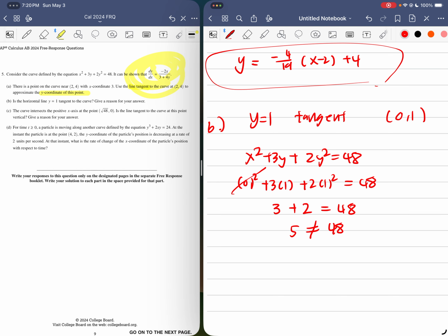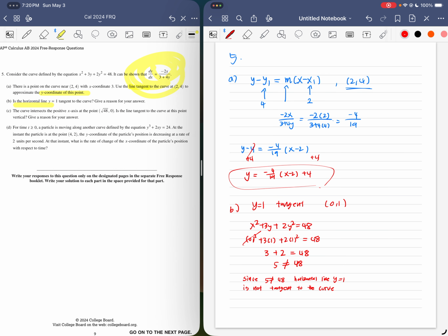So you can say, since 5 is not equal to 48, if you don't know what to write, just write it down: the horizontal line y equals 1 is not tangent to the curve. That's it. Well, it's rather easy.